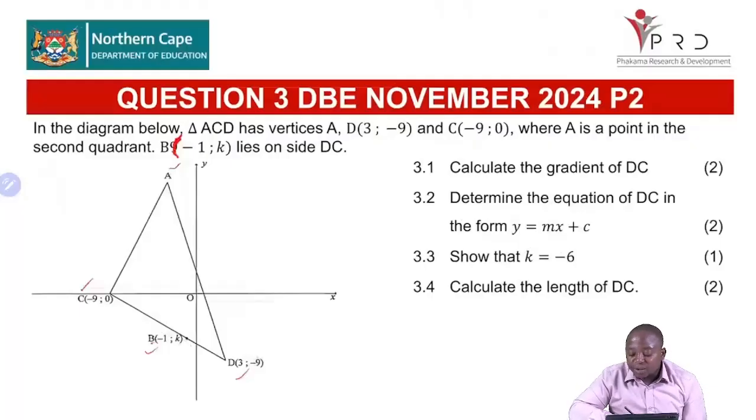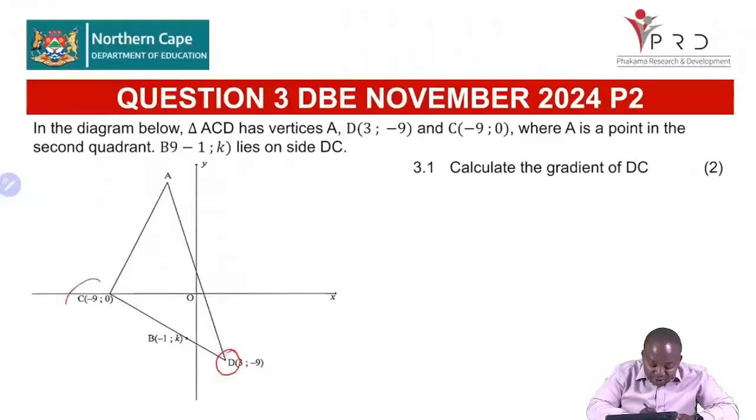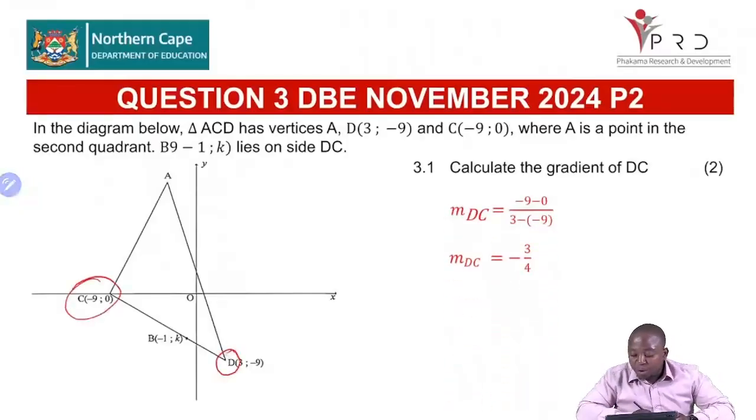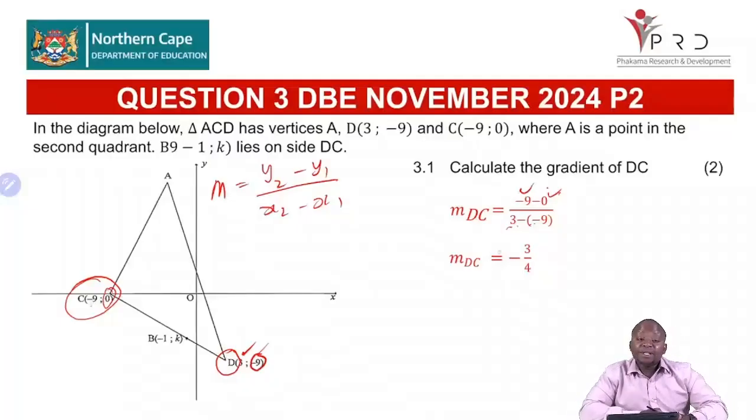3.1 says calculate the gradient of DC. To calculate the gradient of DC, we are going to copy down the gradient formula: m = (y2 - y1) / (x2 - x1). y2 is going to be negative 9, y1 is the one on C, which is 0, all over x2, the x value of D, which is 3, minus x1, which is C, negative 9. So m of DC is going to be negative 3 over 4.